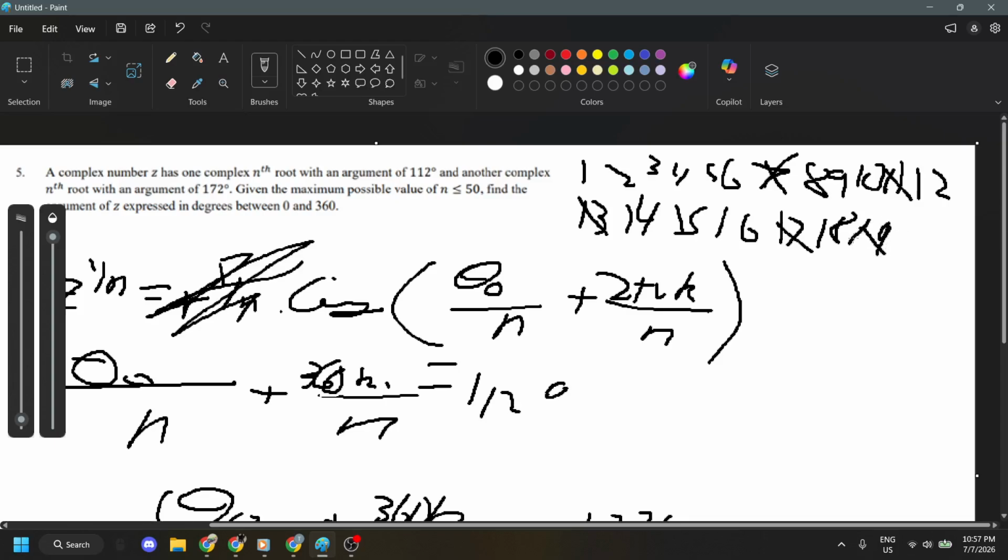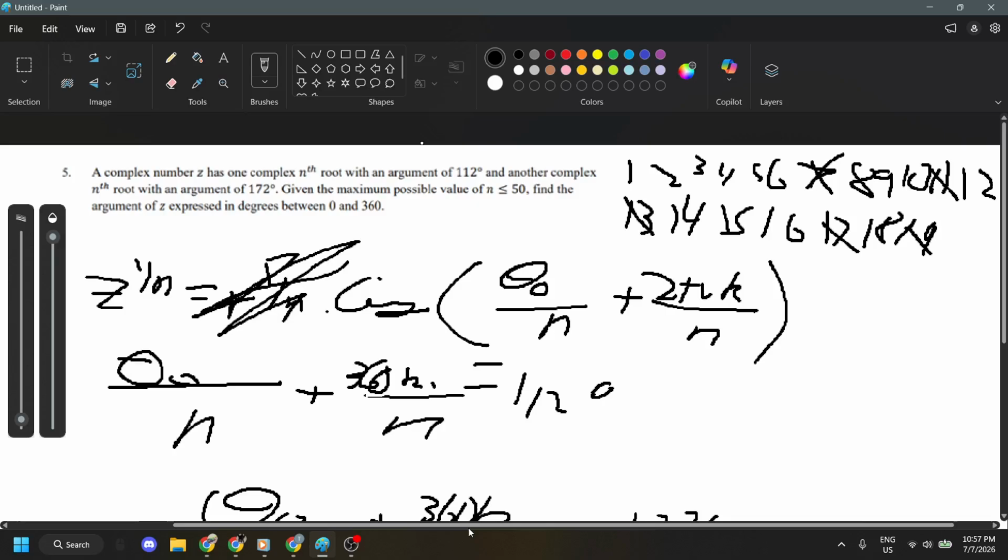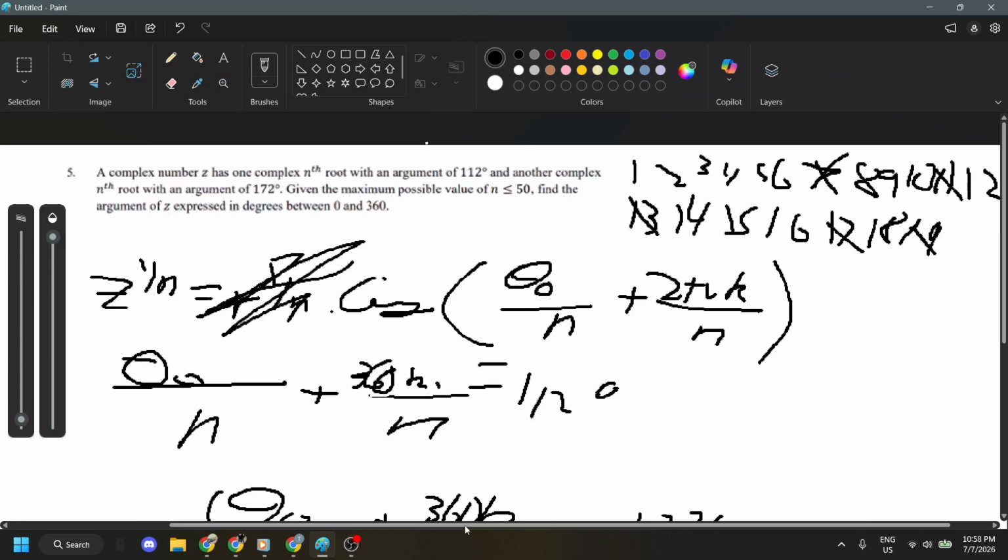Is it just any prime? It's just, so what I'm getting at now is that n can't be prime. N can't be prime. Okay.